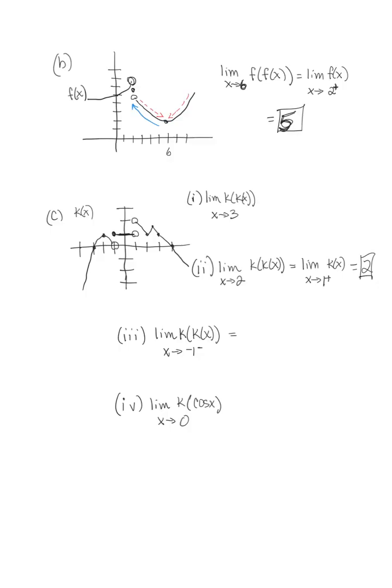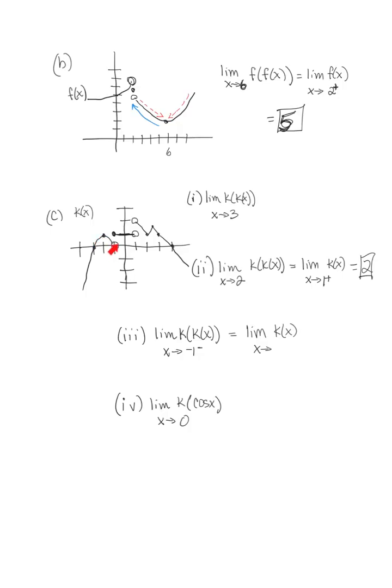All right, so let's look at Roman numeral 3. We're going to do the same thing again. We're going to do the limit of k of x as x approaches, all right, here we go. We're doing this one right here, as x approaches -1 from the negative direction. So I'm going up here. Here's -1. From the negative direction, that's this piece right here, because that's to the left. And now watch what I'm doing.